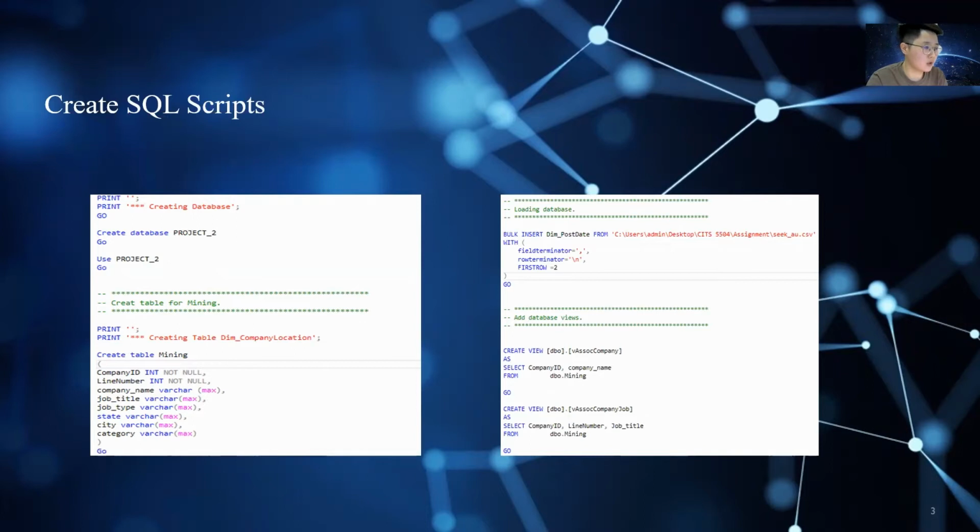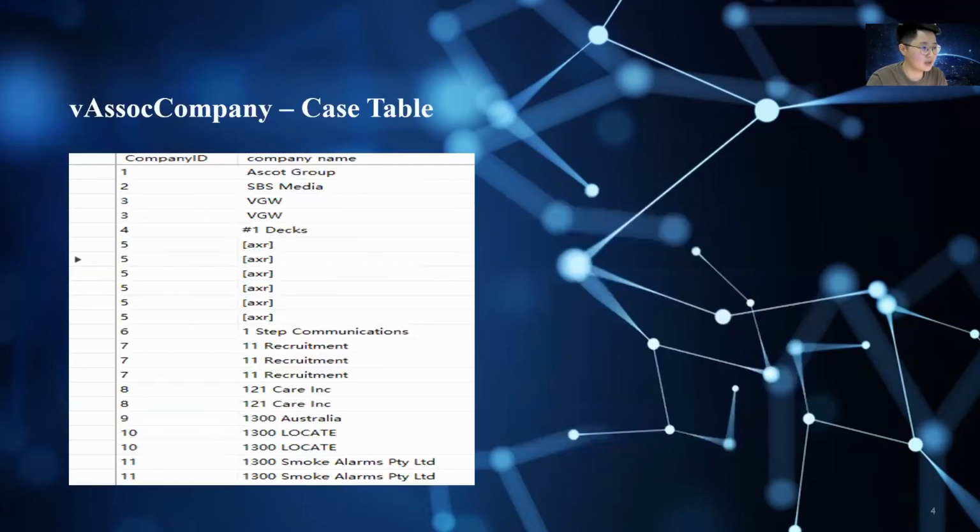After I got these two columns, I loaded them into SQL Server and extracted some columns to create view tables. As you can see on the screen, there are two tables. One is the case table and the other one is the nested table.